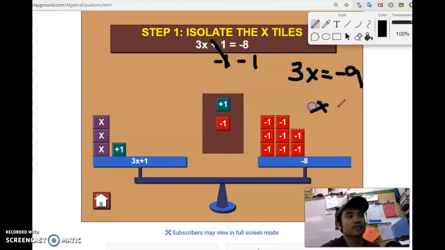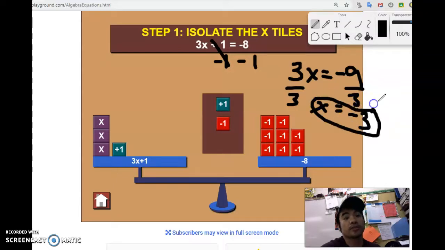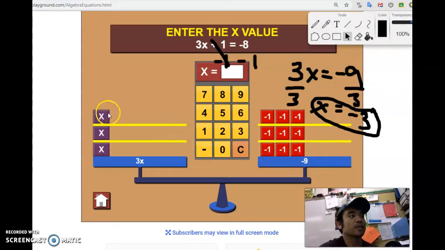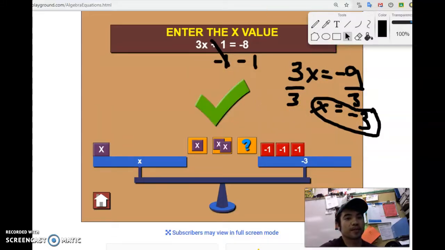How do you find x? Well, you have to divide by 3 on both sides, right? Negative 9 divided by 3 is actually negative 3. Let's see if we are correct using our models. So, we said negative 1 on both sides. Now you see 3x equals negative 9, right? So, we need to divide by 3 on both sides, and we find that for every x, you get negative 3. Pretty simple, okay? Let's try 2 more questions.